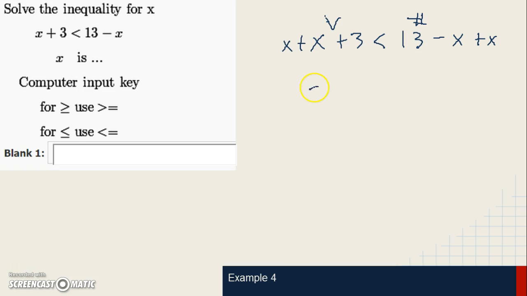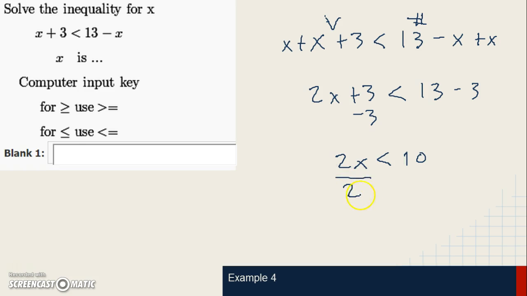Now I'm going to simplify: 2x plus 3 is less than 13. Now I'm going to eliminate the addition by subtracting 3 from both sides of the inequality, and I'm left with 2x is less than 13 minus 3, which is 10. And now I need to divide to get rid of the 2 that's being multiplied, so I'm going to divide by 2, and x is less than 5. Since x is on my left side, I just have to come over to my answer blank and type in less than 5.